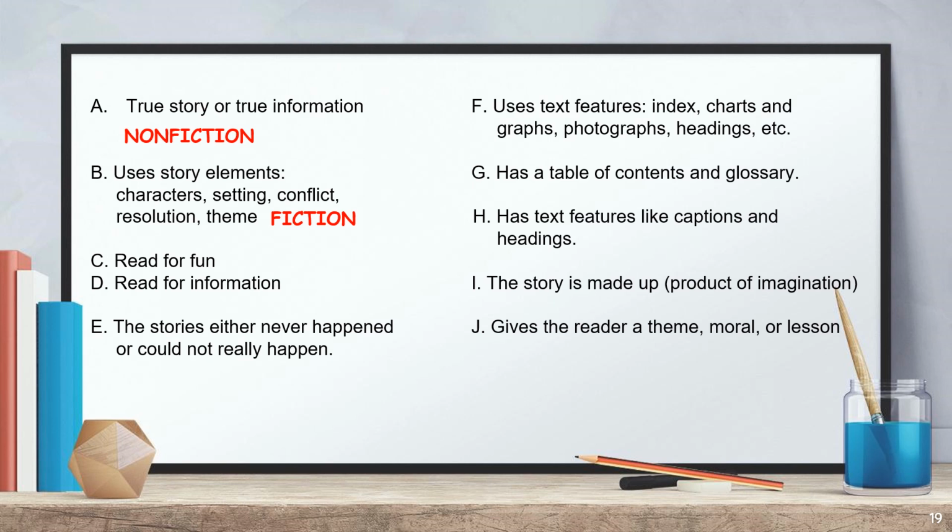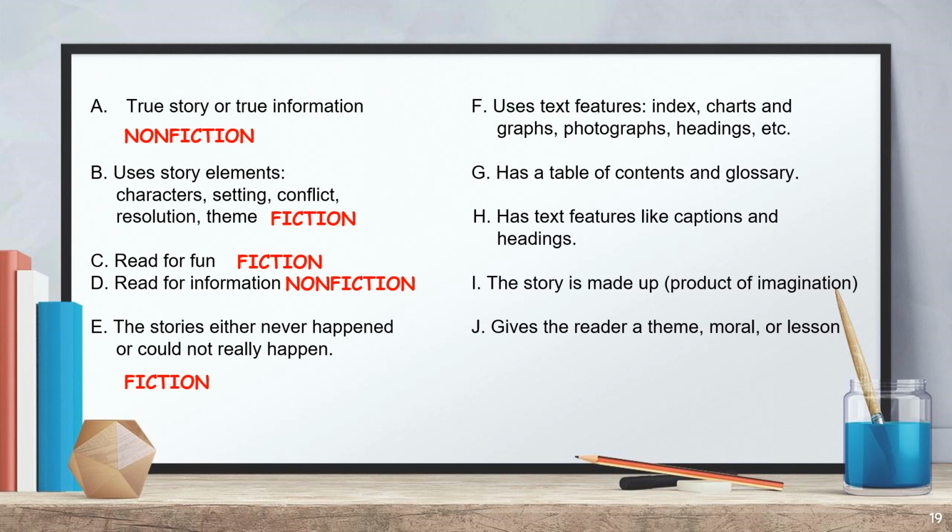And for letter C, we usually read this for fun. So the correct answer, when we read something for fun, is fiction. When we read something for information, that is nonfiction. And then for letter E, the stories either never happened or could not really happen. So it's like impossible to happen, right? Usually when things are beyond impossible to happen, that is considered as fiction, right?